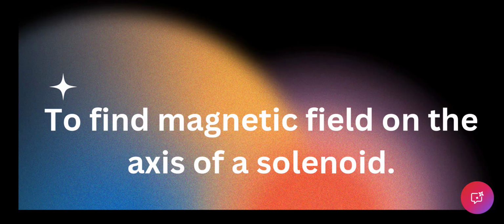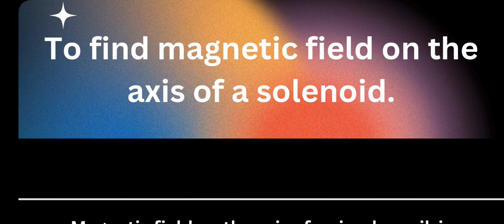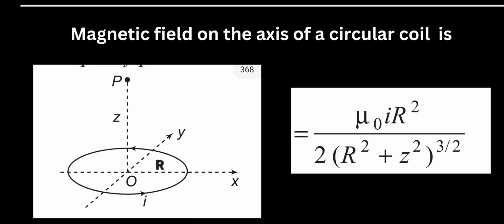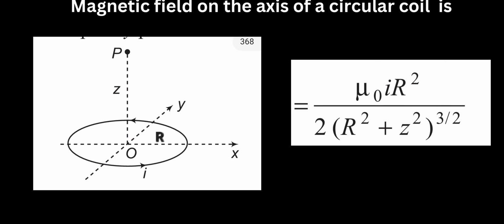In this presentation, we are going to find the magnetic field on the axis of a solenoid. Before moving on to the solenoid, we have previously calculated the magnetic field on the axis of a circular coil. For a circular coil of radius r, the magnetic field at a distance z from the center on its axis is mu 0 I r square by 2 into (r square plus z square) to the power 3 by 2. We will use this expression in the solenoid.